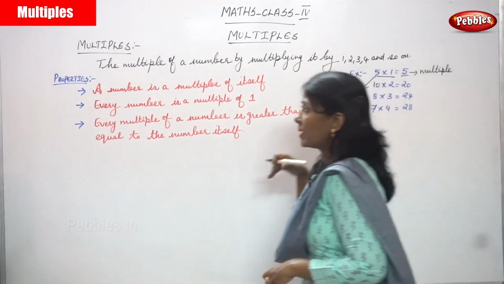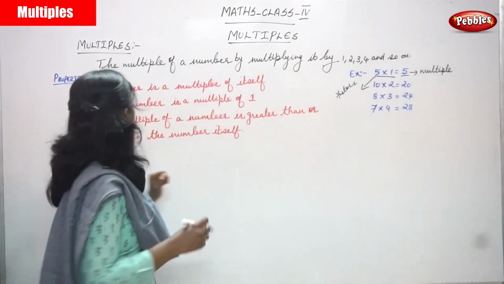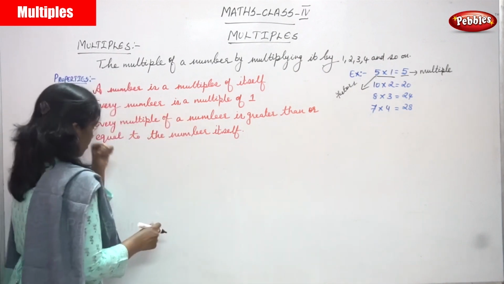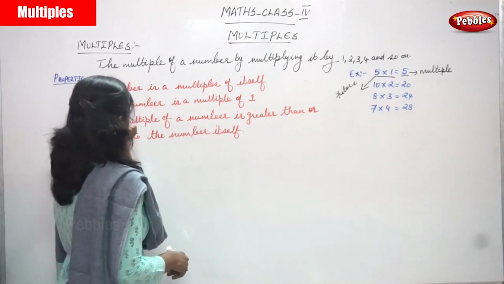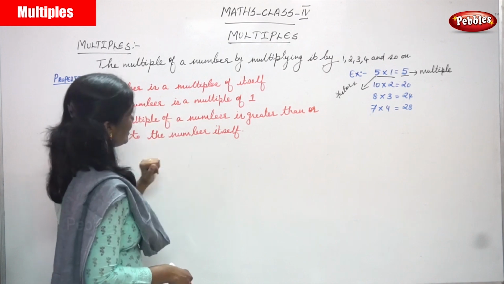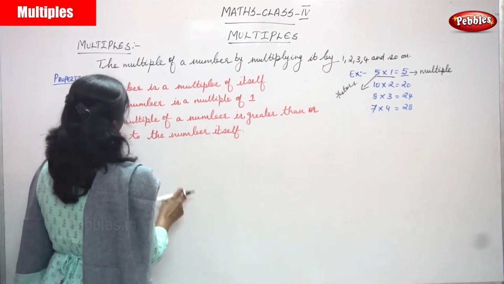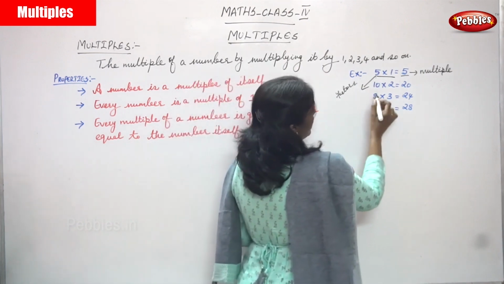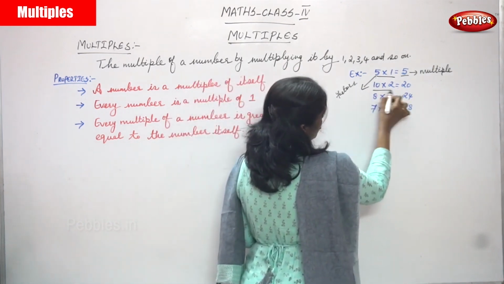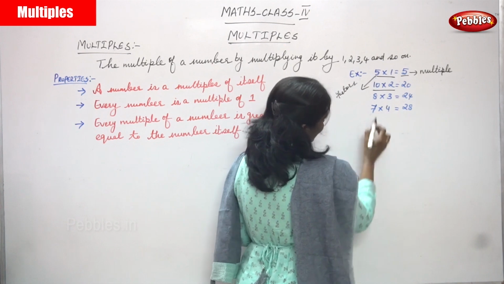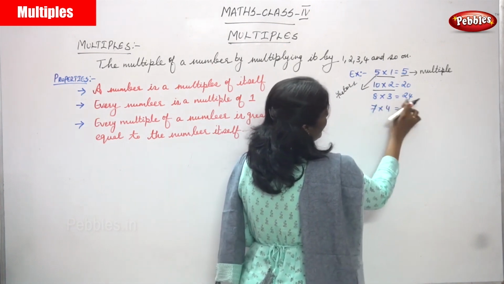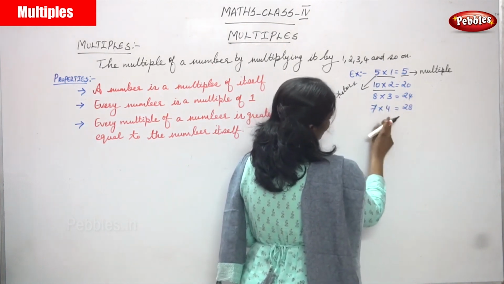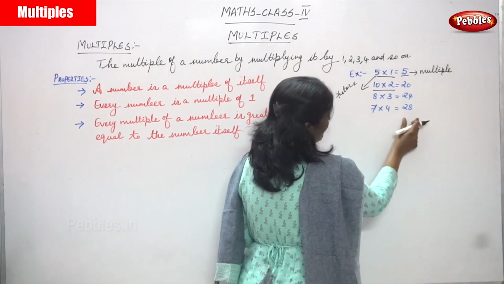So, properties of multiples. A number is a multiple of itself. See, I am giving many other examples. That is 10 into 2 is equal to 20. So this 2 is a factor and 20 is a multiple. 8 into 3, this is a factor and 24 is a multiple. 7 into 4, this is a factor and 28 is a multiple.